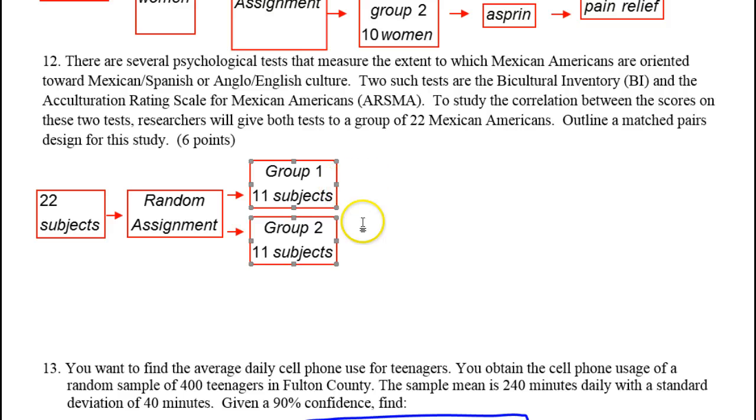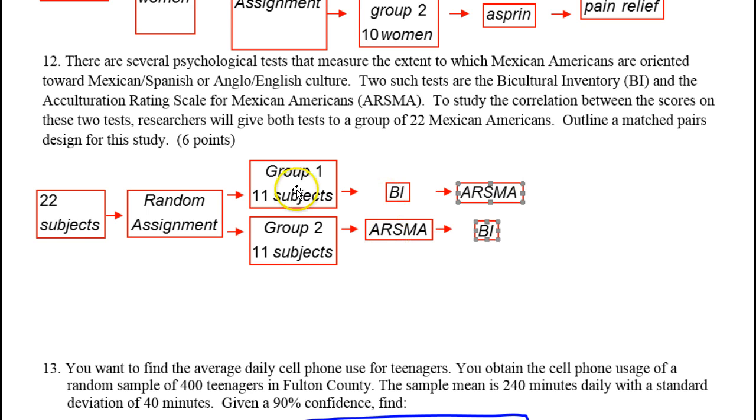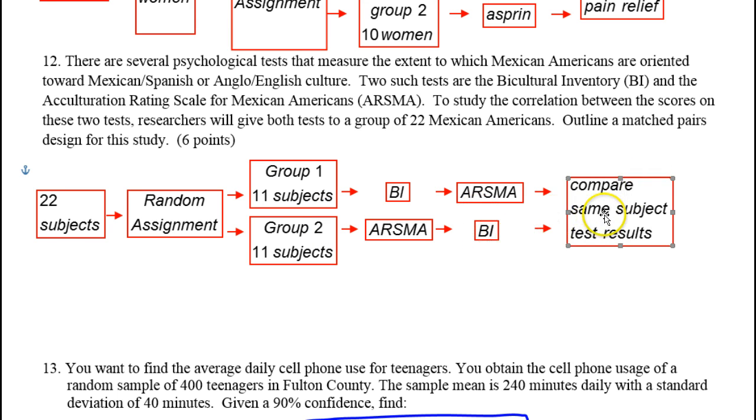Now, each one of these groups is going to wind up getting both treatments. Okay, so group 1 is going to get the BI test first, and group 2 is going to get the ARSMA first. But then group 1 is going to get the ARSMA test, and group 2 is going to get the BI test. So both groups get both tests, just the order changes. And that's really all there is to it. And then in the end, we're going to compare.